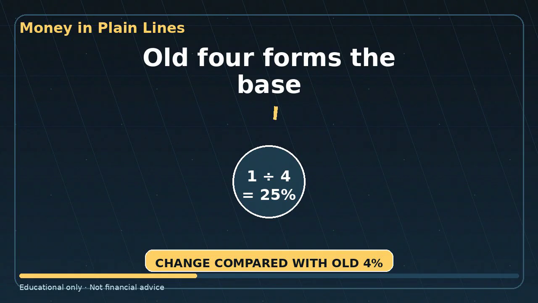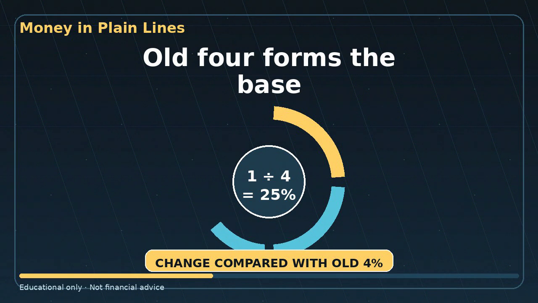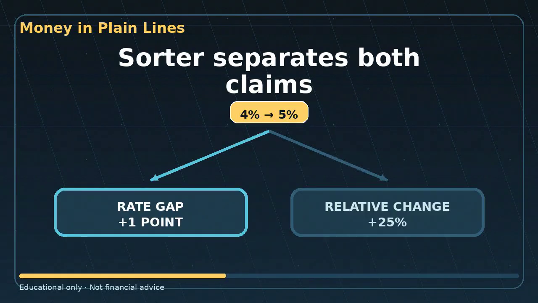The ring scene preserves that denominator. It divides the old 4% rate into 4 equal 1-point parts. The increase occupies one of those 4 parts. That visible 1 out of 4 relationship is why the relative change is 25%. If the old rate were different, the same 1-point move could produce a different relative percentage. The base controls the relative answer.